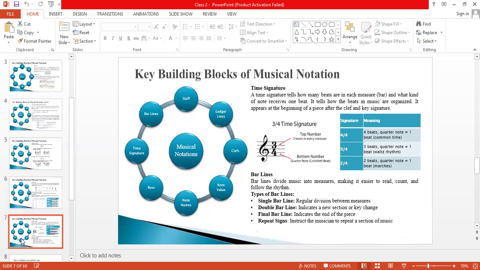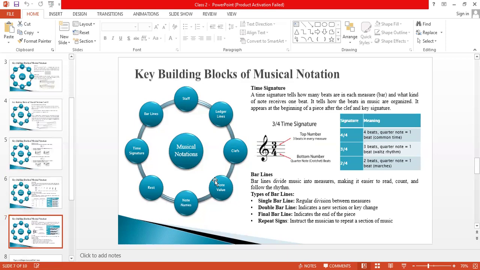The time signature. A time signature tells how many beats are in each measure, which is a bar, and what kind of note receives 1 beat. It tells how the beats in music are organized. It appears at the beginning of the piece after the clef and key signature, just like you see in the diagram below. You see that in the time signature, we have a 3/4.